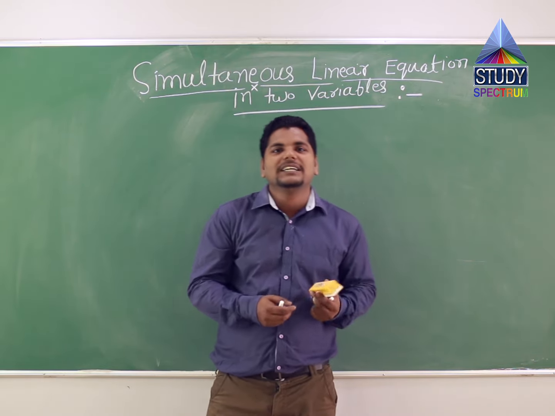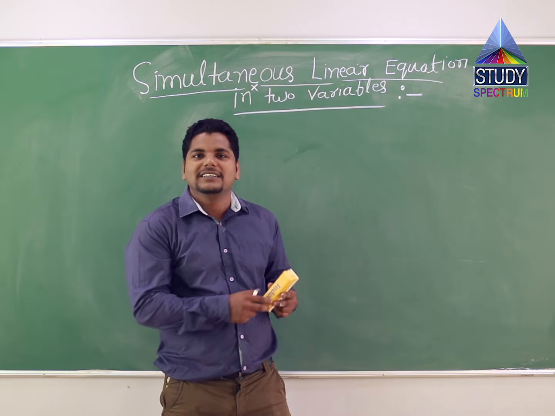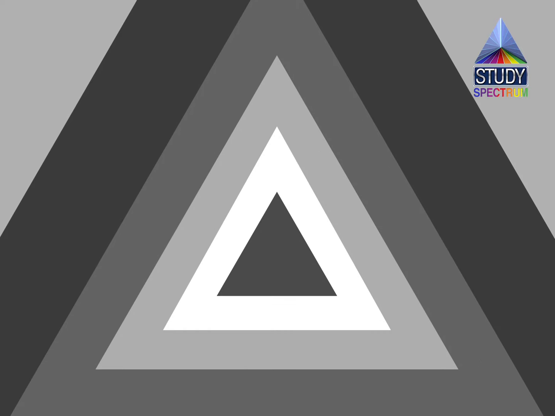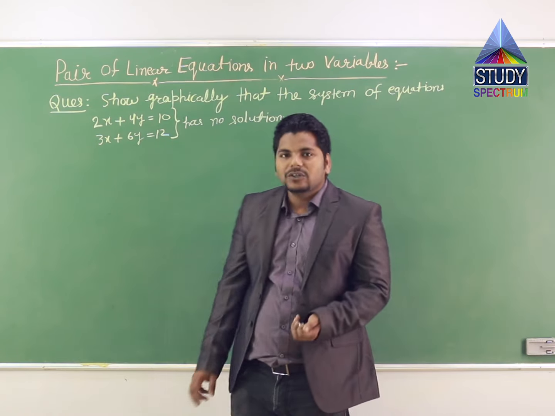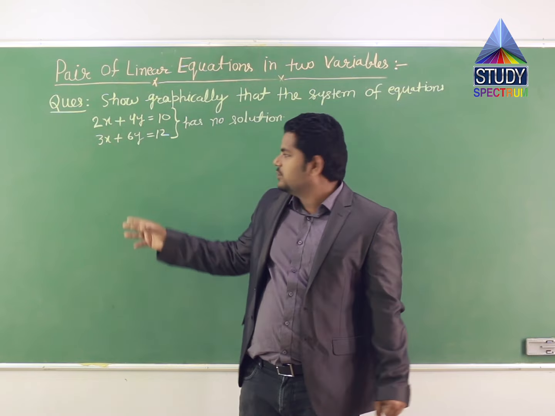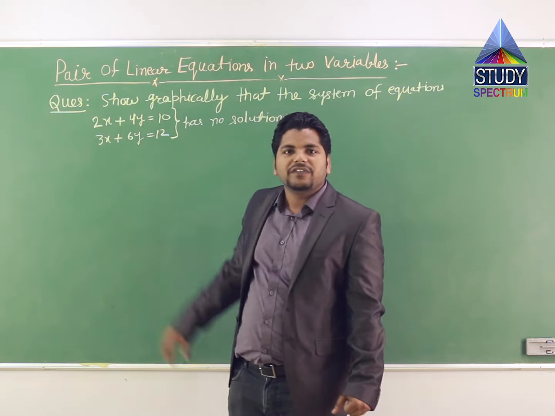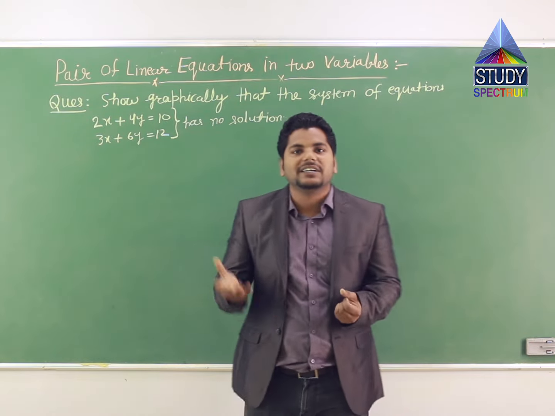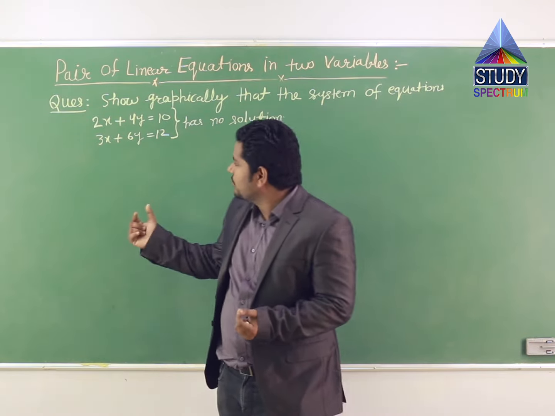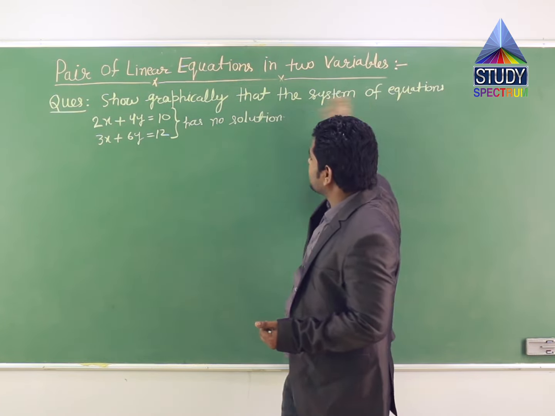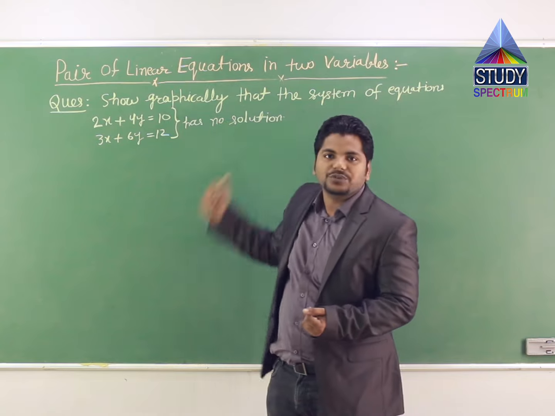Today we are going to study a very important topic of class 10, simultaneous linear equations in two variables. There is another type of question in which you have to show that the given pair of linear equations has no solution, but you have to show this graphically. So the question is, show graphically that the system of equations, this and this, has no solution.